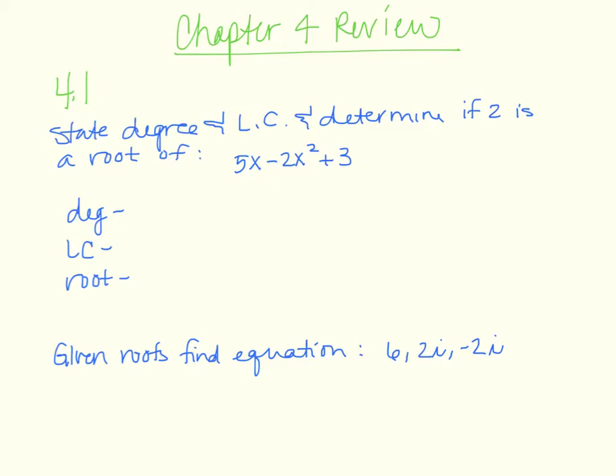So in section 4.1, remember we started off talking about degrees of polynomials and what that tells us about their roots. So, for example, here's a polynomial 5x minus 2x squared plus 3. When I want to talk about the degree, I want to look for the exponent that has the highest value. So that's going to be the negative 2x squared. So the degree of this polynomial is 2. The leading coefficient is the number in front of that term, which is negative 2.